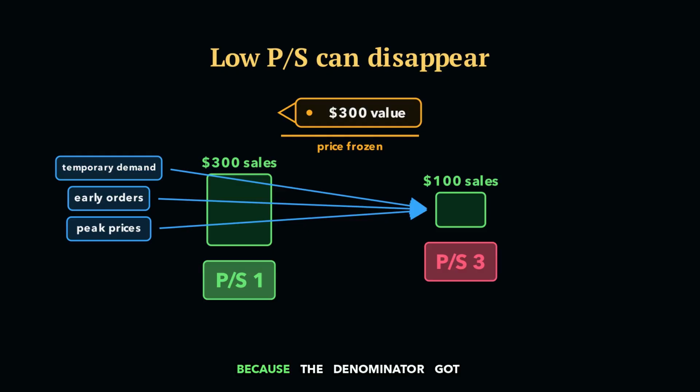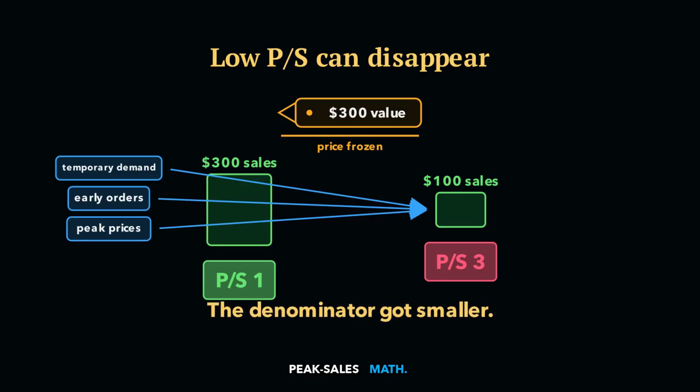Why? Because the denominator got smaller. The sales base underneath the price fell, so low PS can be real, or it can be peak sales math. Beginner rule: low PS only matters if the sales are normal and repeatable.